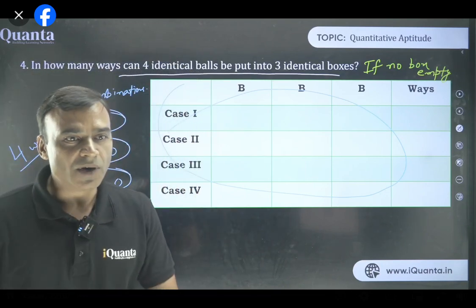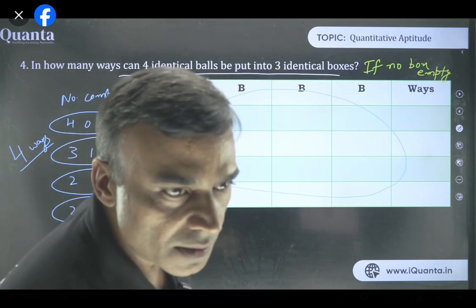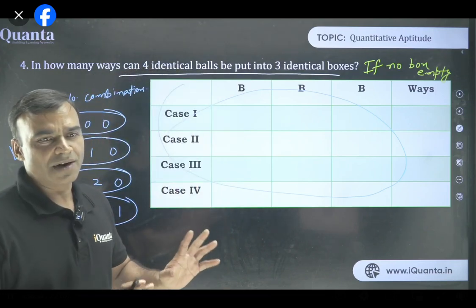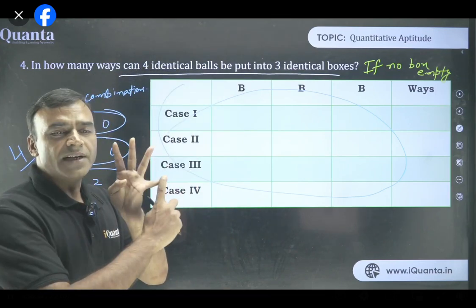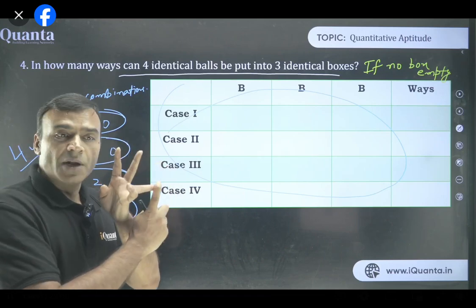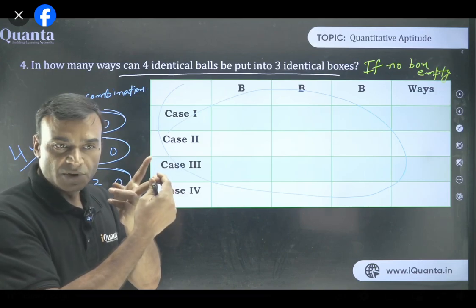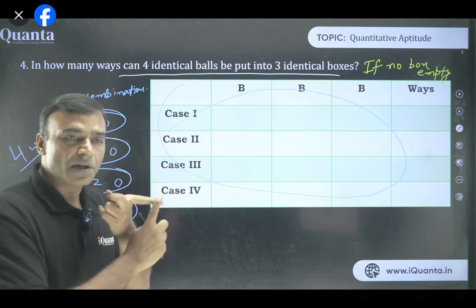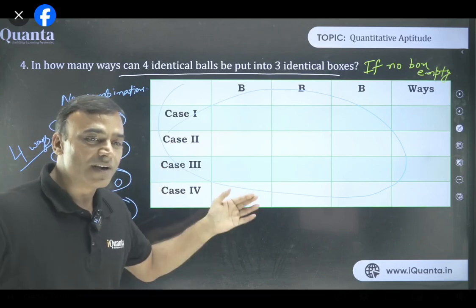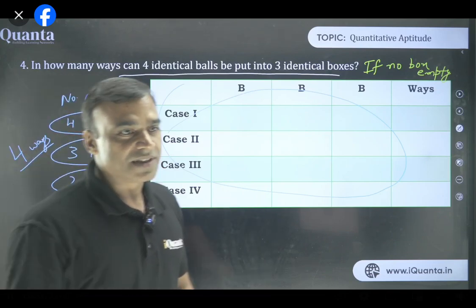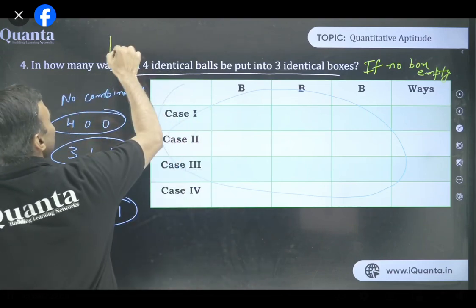Very good. I'm so happy to see your response. Fantastic. So I'm assuming that nobody has a trouble now. We have seen 4 cases: different items, different places; different items, similar places; then similar items, different places. This was the most important, distribution of similar items. And the last one, similar items, similar places. So what does it come down to? The most important thing is the language of the question, right?